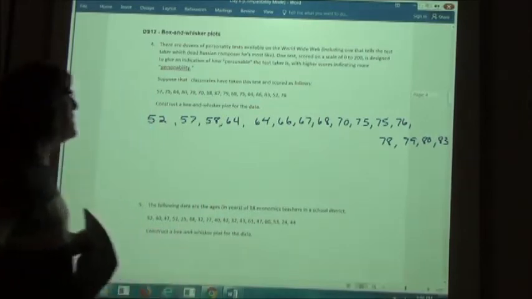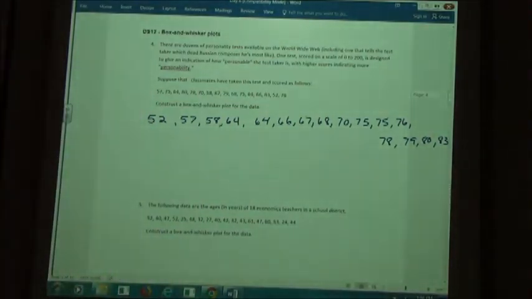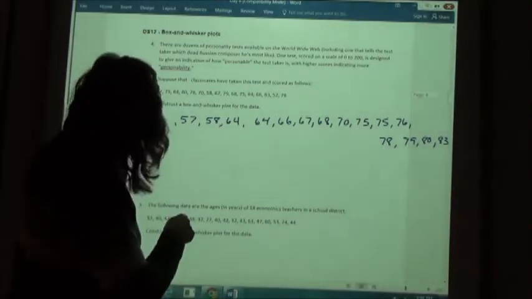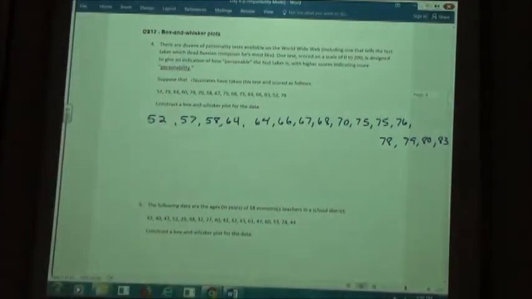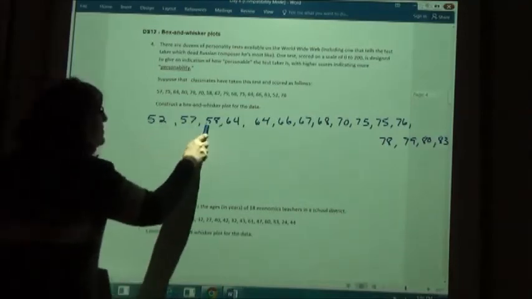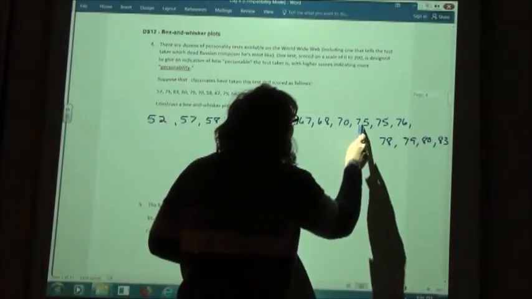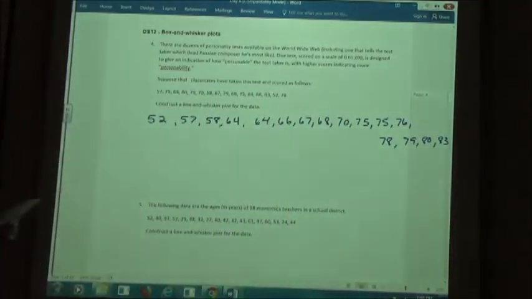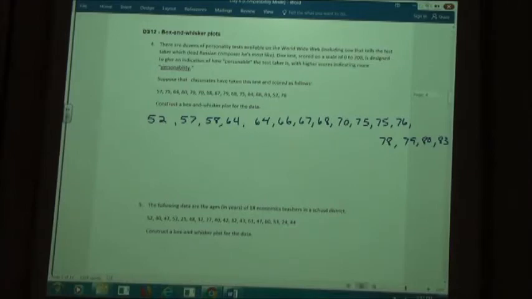Once I have my list in order, I'm going to separate them into, first of all, half, and then into quarters to do my box and whisker plot. So in this one we have, how many numbers on our list? Does it tell us or do we have to count? We have 1, 2, 3, 4, 5, 6, 7, 8, 9, 10, 11, 12, 13, 14, 15, 16 numbers on our list, right? So if I have 16 numbers on my list, halfway would be between 8 and 9, right?